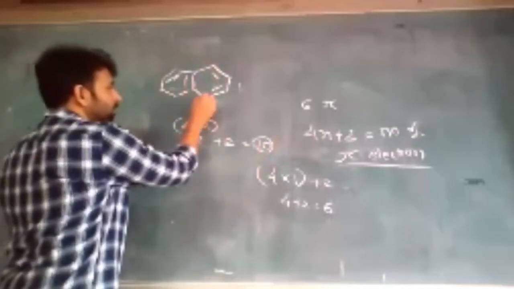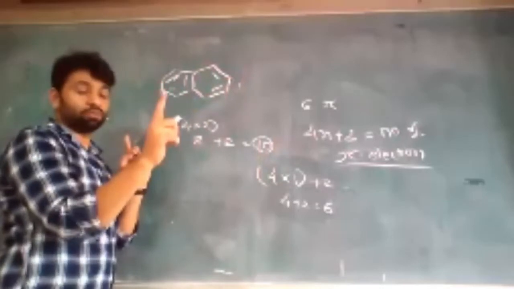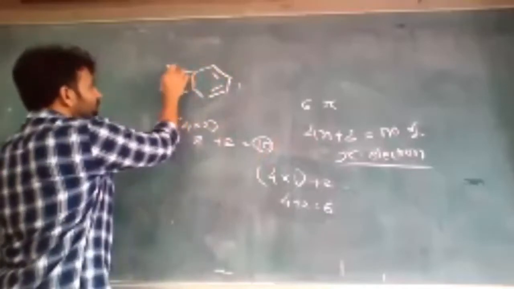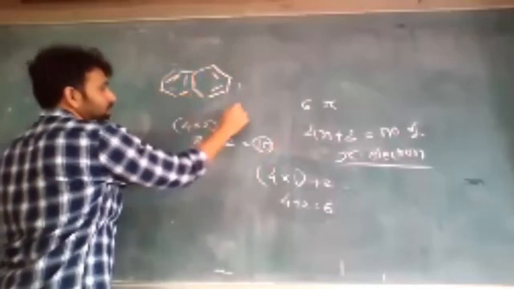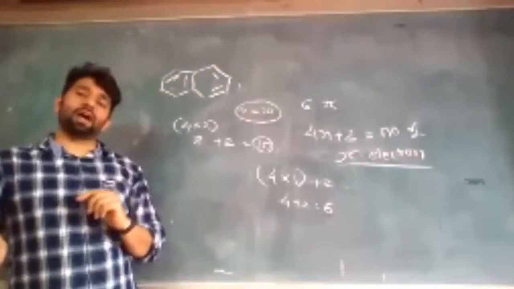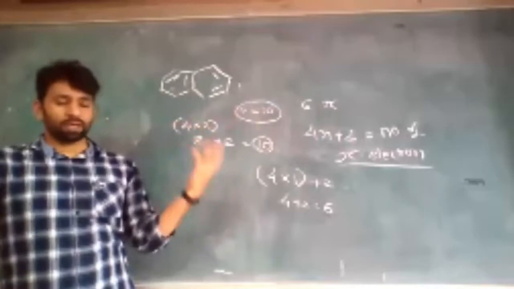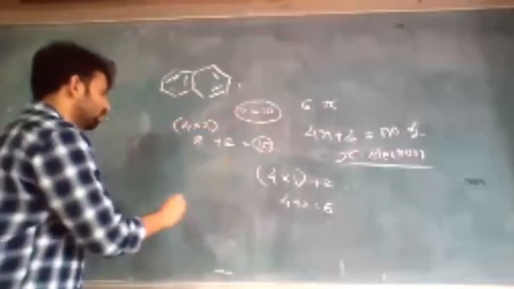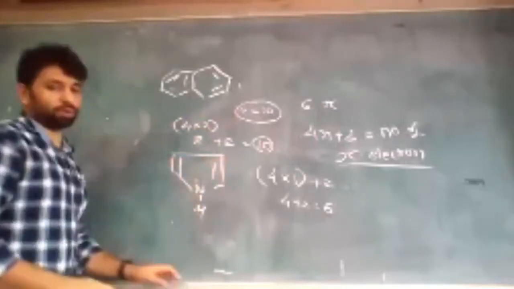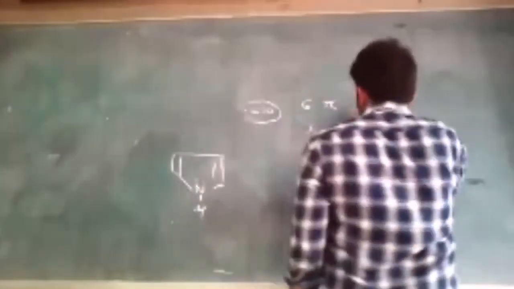So you can start here. 1, 2, 3. Wherever there is a double bond, you can count one pi electron there. So 1, 2, 3, 4, then 5, 6, 7, 8, 9, 10. So 10 is equal to 10. So the ring is aromatic. Okay, so these are some basics related to the Hückel rule. Again, there are lots of examples as you go further. What is the name of this compound? Tell me the name of this compound.